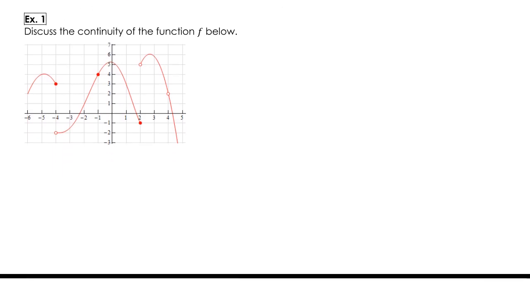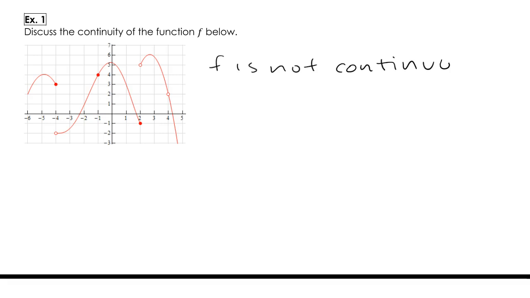So discuss the continuity of the function below. Where is f not continuous? Now we're going to cheat a little here and look at this and pretend we're back in Algebra 1. If you remember in Algebra 1, you guys talked about continuity and you said anytime you had to pick your pencil up, like there was a break in the graph. So imagine you're driving along on this road right here, and then you see you have to pick your pencil up to come down here to continue on. So we don't have continuity at -4.